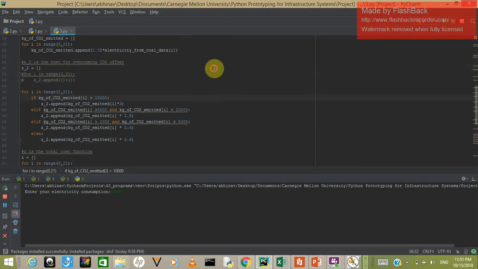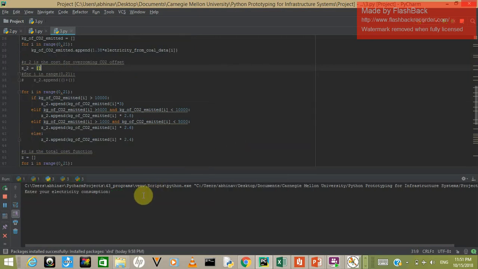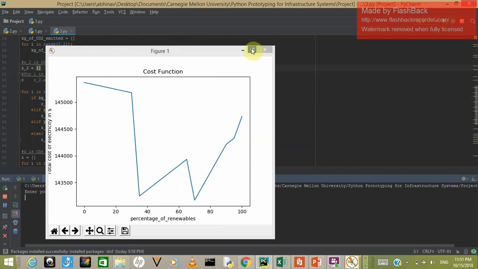So let's see what we get here. Let's run the code. So we get, enter your electricity consumption. Let's put in any random value. So we get a graph.